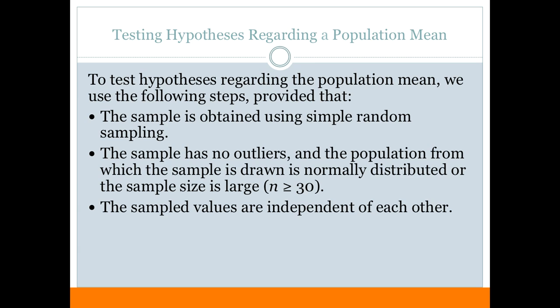Now, in order to test hypotheses regarding the population mean, we can use the following steps provided that a couple of things are true. The sample is obtained using simple random sampling, there aren't any outliers, and the population from which the sample is drawn is either normally distributed or has a large enough sample size, approximately 30 or higher. And the sampled values have to be independent of each other. So your sample size cannot be more than 5% of your population size.